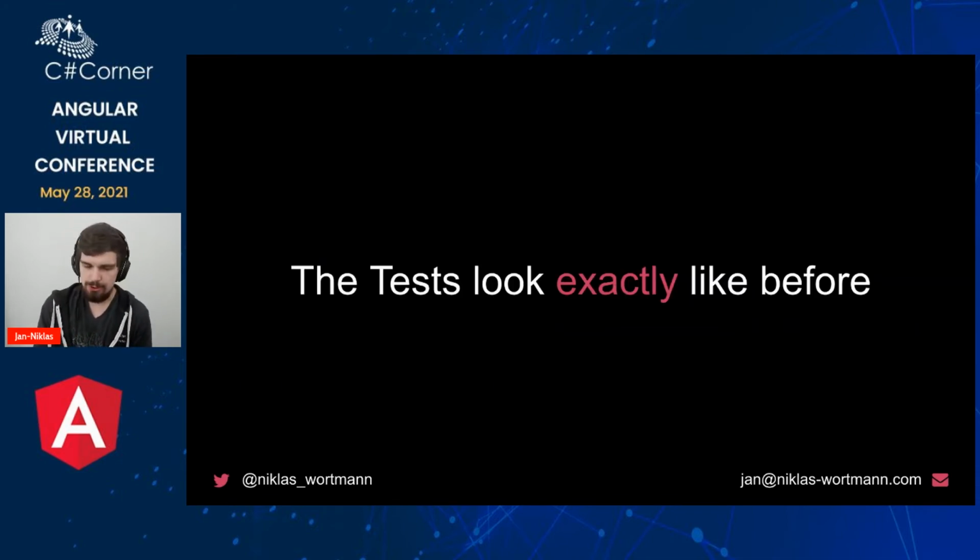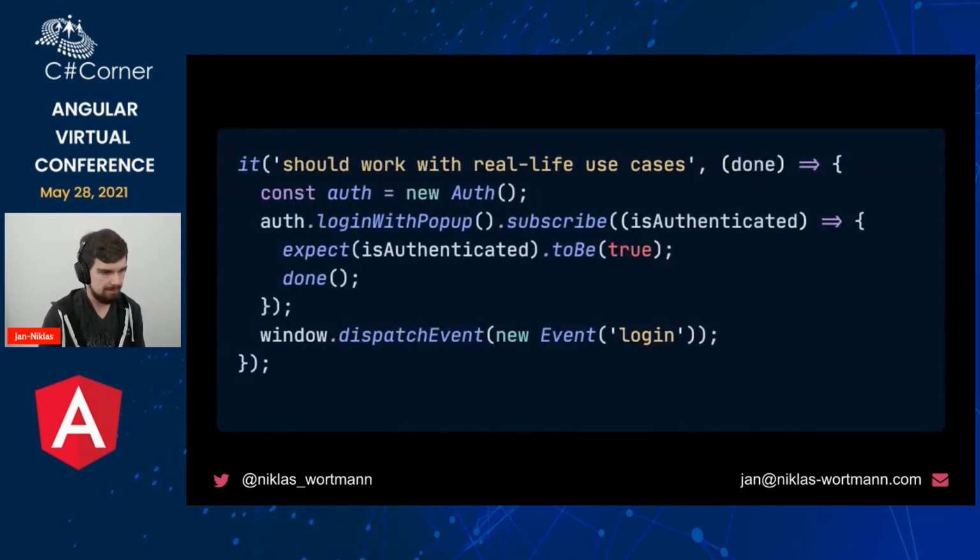The cool thing that I wanted to show you now is that the test will look exactly like the others before. So let's have a look. We are instantiating our class because this is kind of stateful. We are having the login with pop-up method that I just showed you. We are subscribing to that, and then we are dispatching the event. So technically, what I mentioned before, we have arrange in the first line. We have assert with the subscribe, and then we have act.